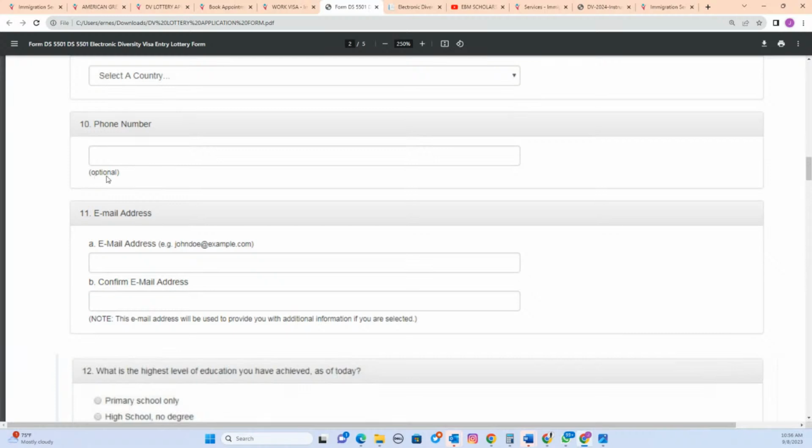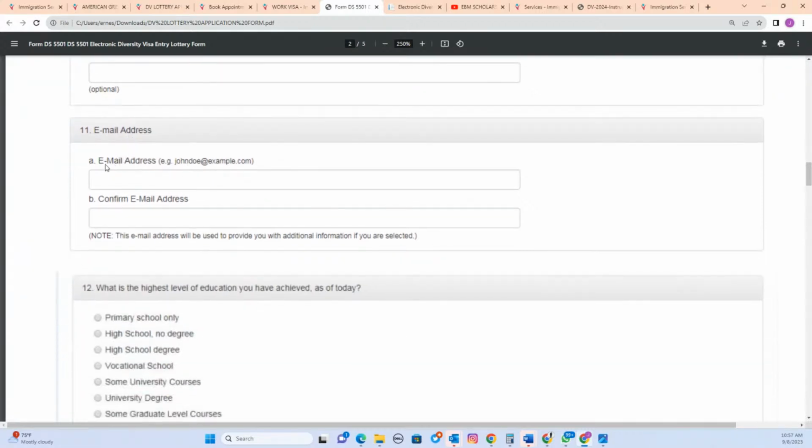Phone number is optional. Whether you put a phone number or you don't put it, it means nothing. This is the place where even if you don't put it, there is no problem. They're not going to call you. You are not that important to the KCC or the US government to waste their time to call you. No. But the email is important. You must put the email address.